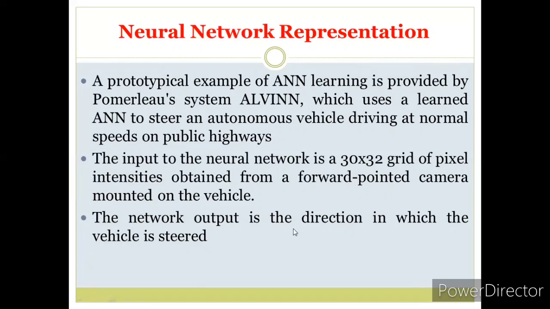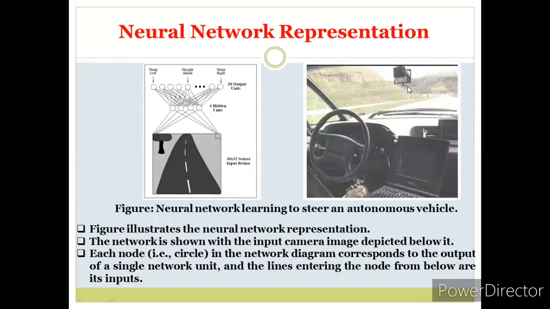As we can observe in the figure, the network output is the direction in which the vehicle is steered. The image is captured with the help of the camera placed on the vehicle, and the output is how the direction of the steering has to be maintained. Here you can observe the figure, which illustrates the neural network representation.